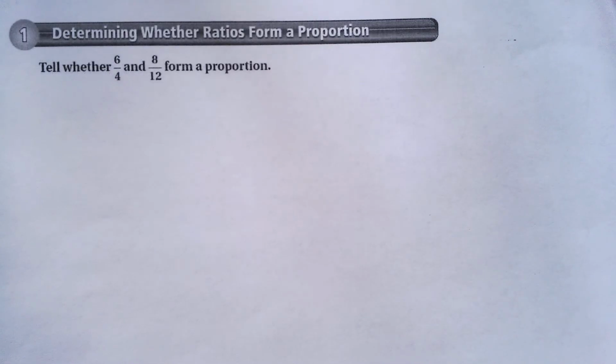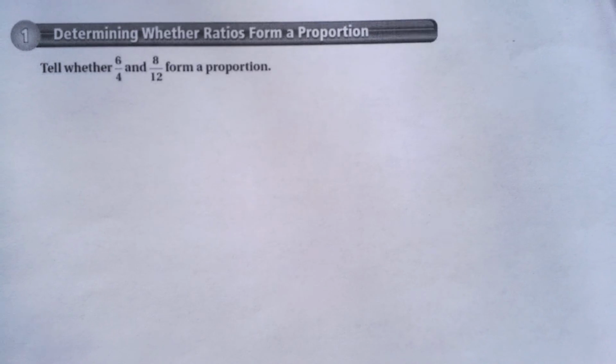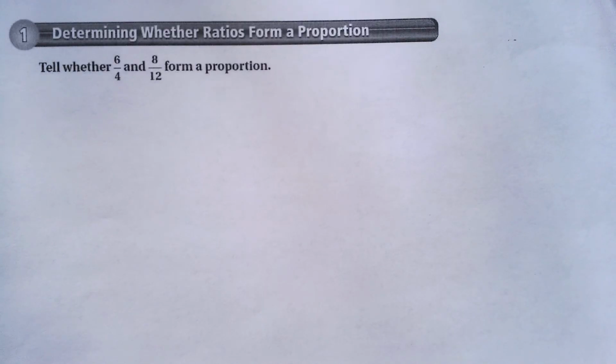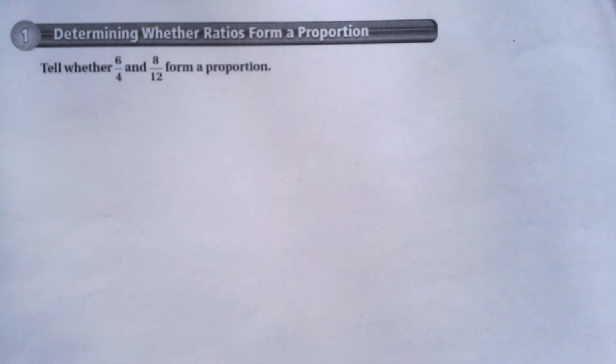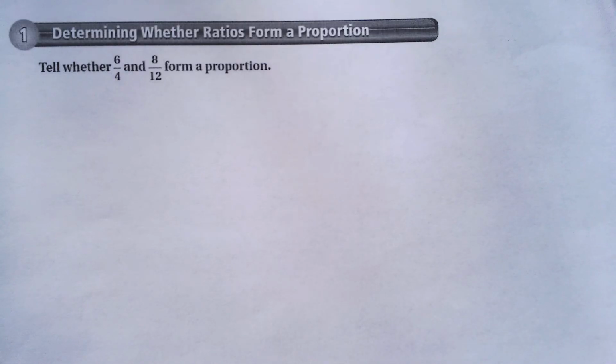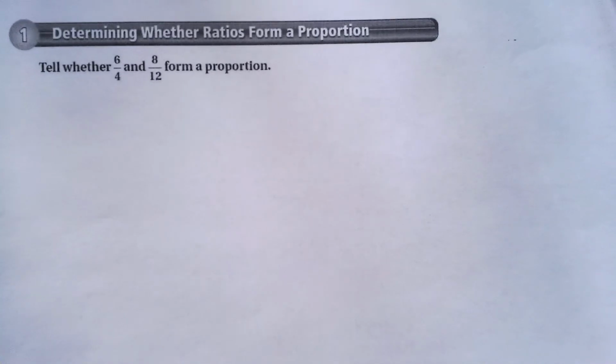Today we're going to be talking about determining whether two ratios form a proportion. So basically, we're seeing if two fractions can be the same fraction, even if they look different. Another way to think about it is, can they be simplified? And when they are simplified, do they make the same fraction? So those are three different ideas.